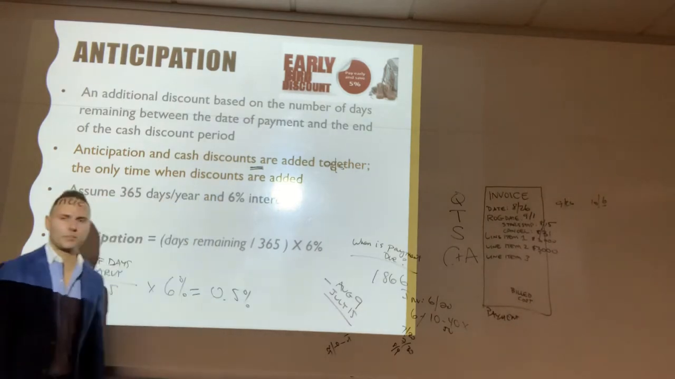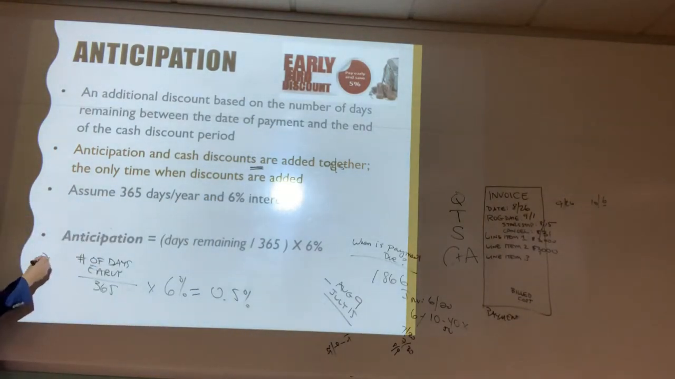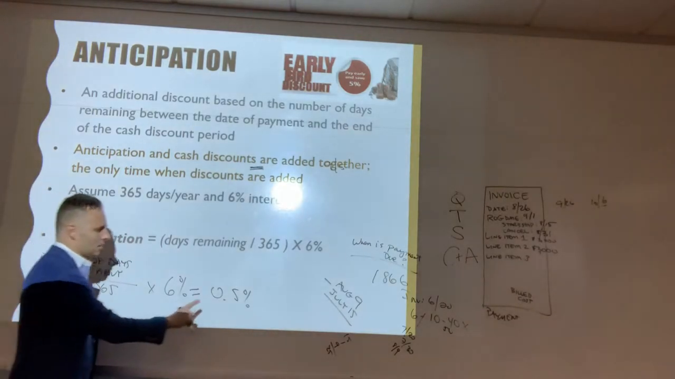Okay, so I'm gonna plug it into the formula. 25 days early divided by the number of days in a year times 6%. I know right now my answer is gonna be just slightly smaller than 0.5. Agree? Because this is just a few days less than a month early. Okay, do it for me. 25 divided by 365 times 6%, and then move that decimal over 2, because it's a percent, and give me an answer.